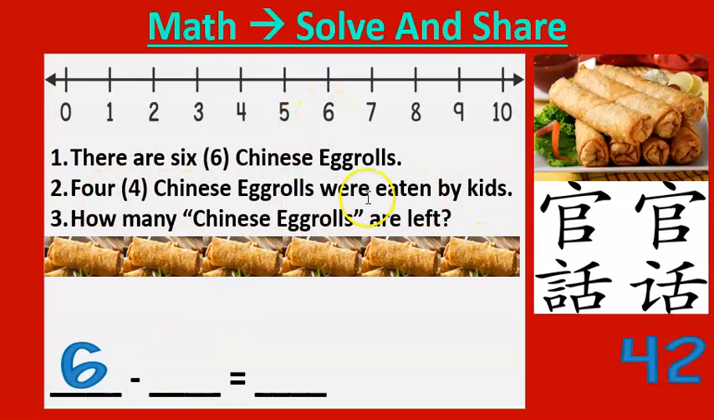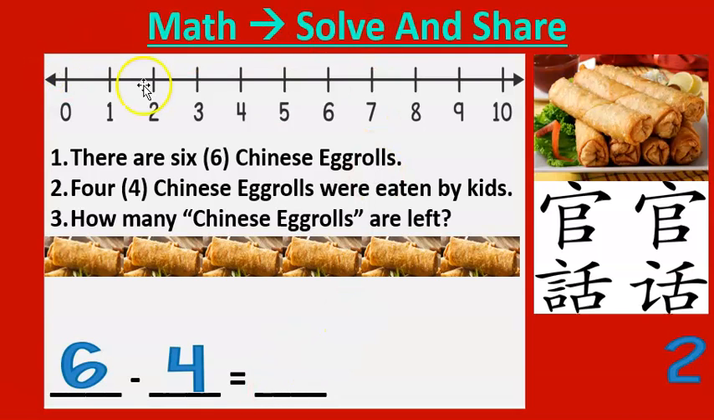Let's read this second sentence. Here we go. 4 Chinese egg rolls were eaten by kids. Let's read it again. 4 Chinese egg rolls were eaten by kids. Now, how many egg rolls were eaten by the kids? 4. So watch Mr. Begay. I'm going to grab 4 and let me insert 4 there, okay? So we have now, boys and girls, 6 minus 4 equals, now we need an answer here.